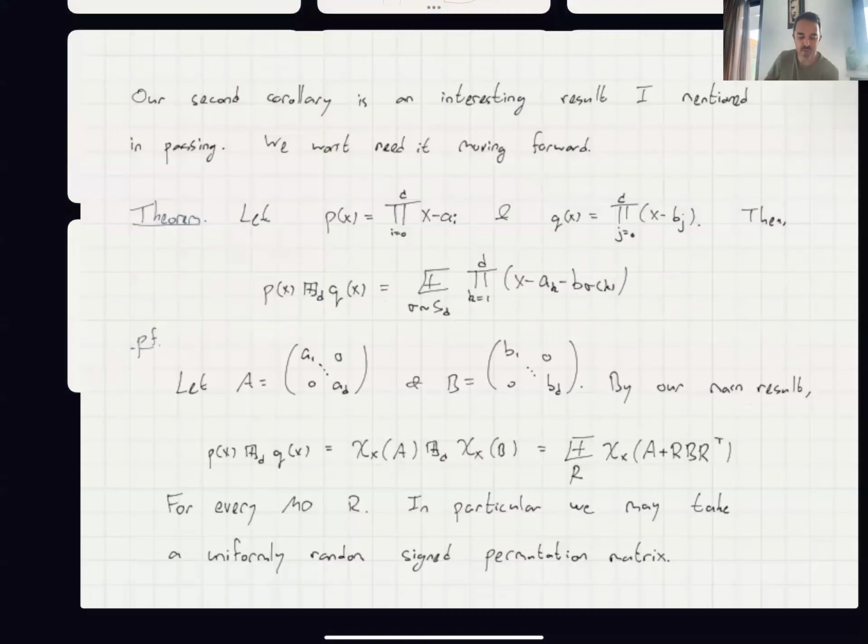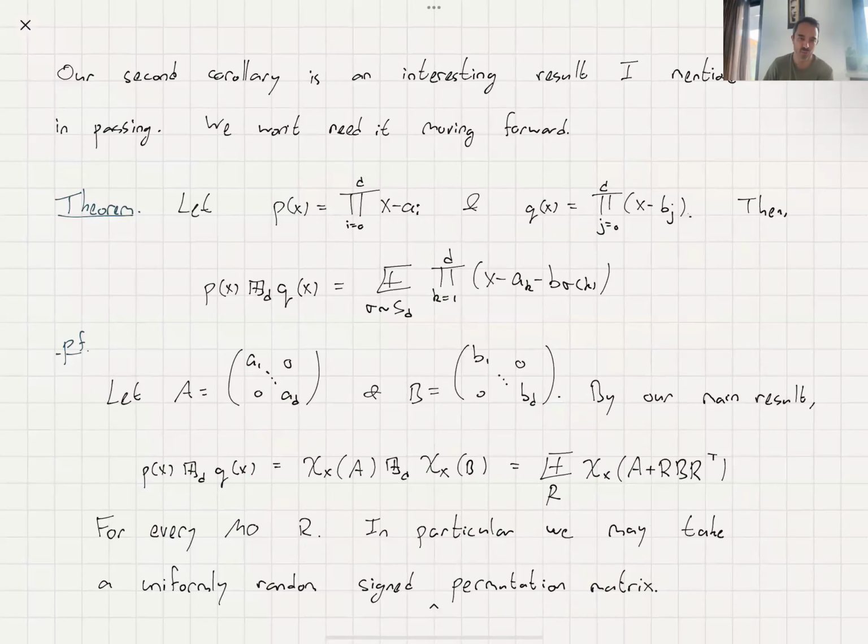And the last theorem I want to talk about in this unit is this corollary, a really cool corollary that tells you how additive free convolution looks in terms of roots. So now let's look again at two polynomials, but now write them in terms of the roots.